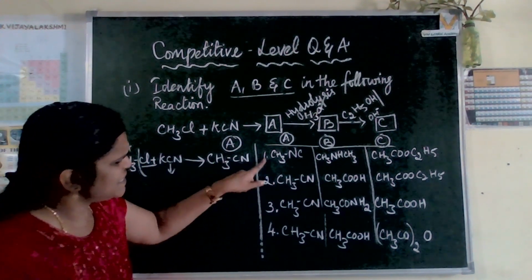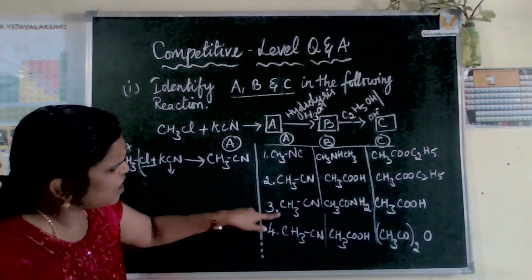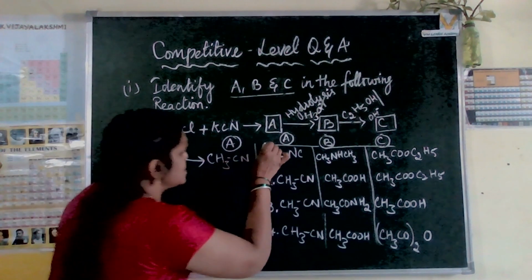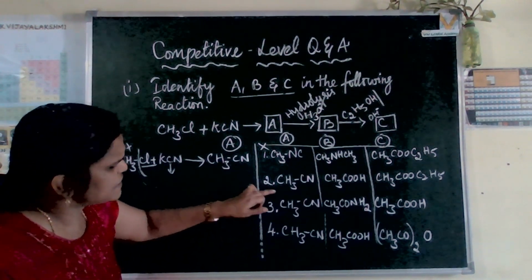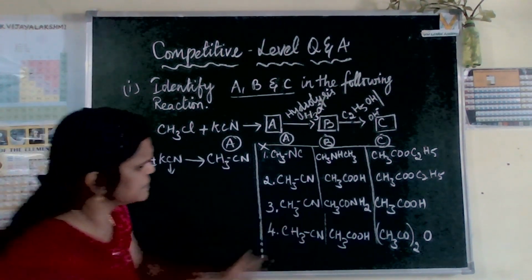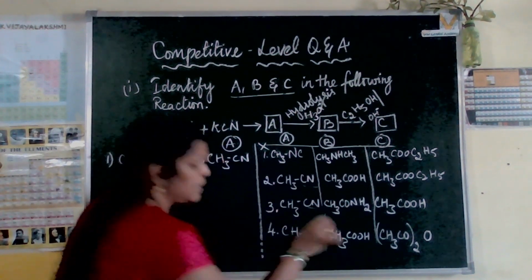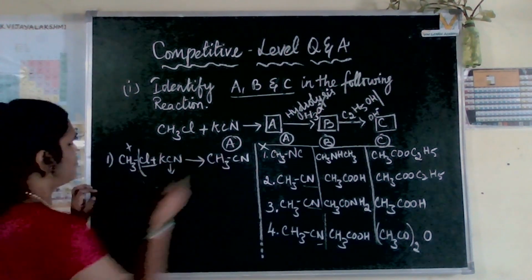So A is CH3CN. In the first option, these three things are wrong, that means the first option is wrong. Now the second option, this is CN, this is CN, yes. Let us go for this. Now, the second one.